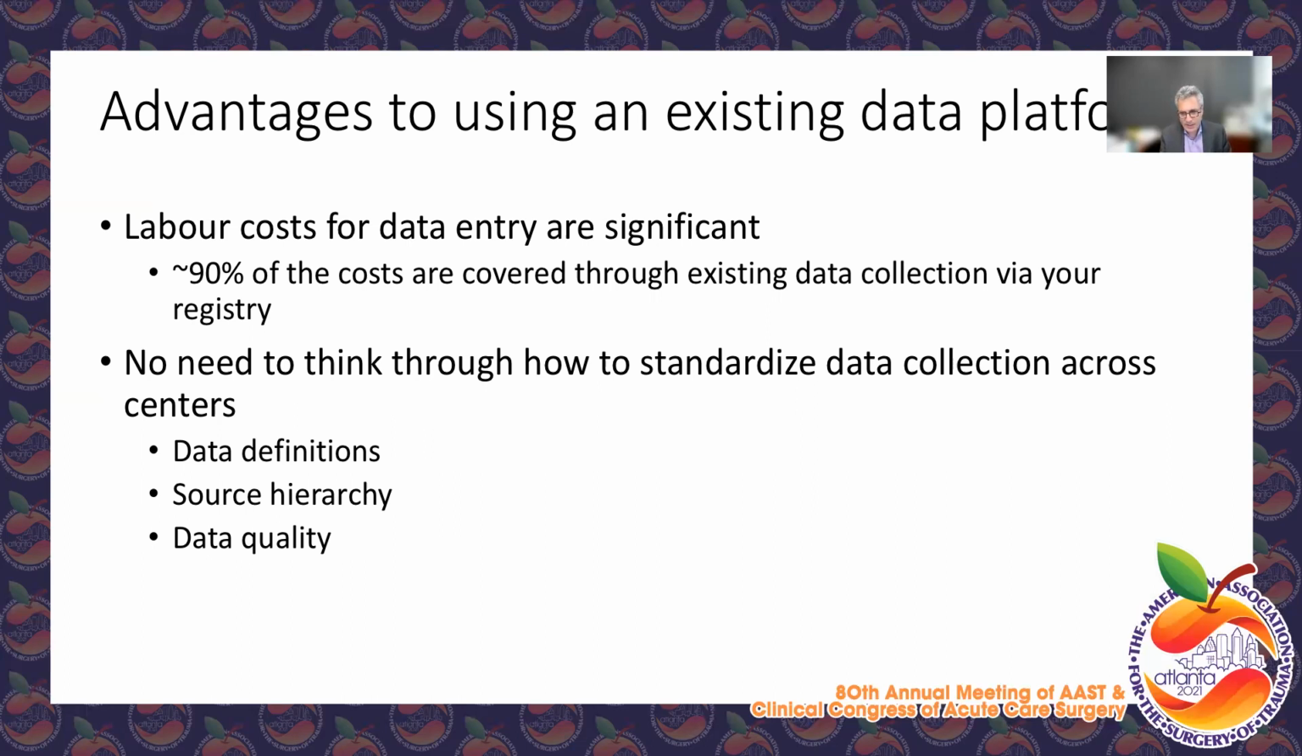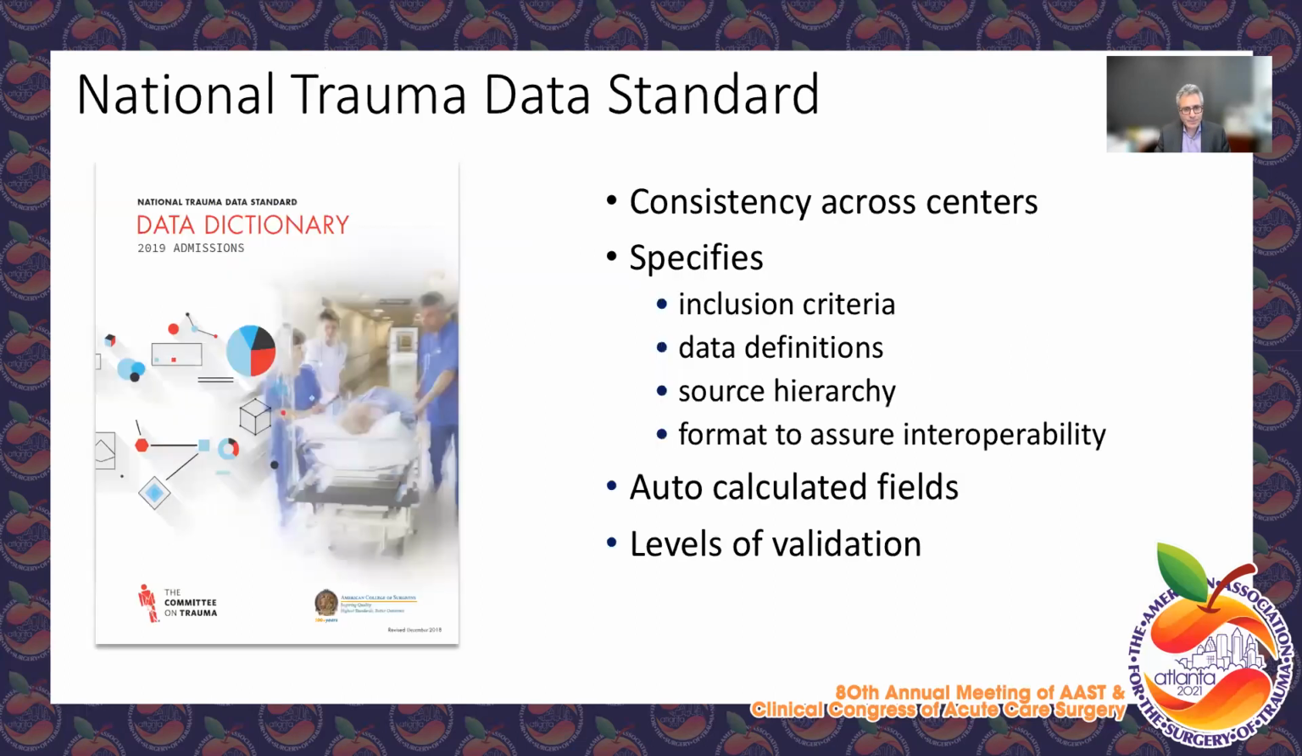And we have, as you see, standardized data definitions. We indicate where data needs to come from within the medical record and what is probably more accurate and what is probably least accurate, and so on. That's all been sorted out, so you don't have to reinvent the wheel. This is all sorted out through the National Trauma Data Standard, and every year this data standard is updated.